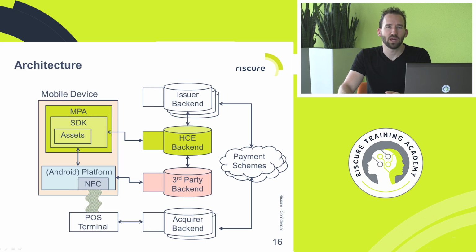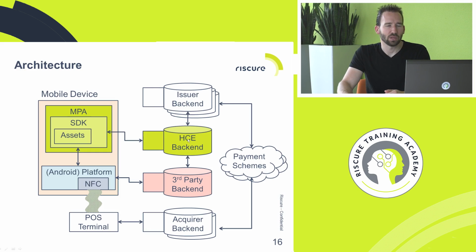The issuer communicates with the mobile device through its HCE backend, or its mobile platform servers, and this backend communicates with the MPA through the internet in general. In addition, Android also contacts a number of third-party backends, like Google Cloud Messaging or analytics programs, which also communicate with the app. So these communications are generally also seen as part of the evaluation.